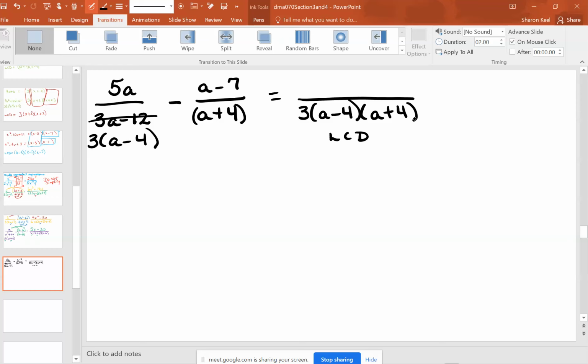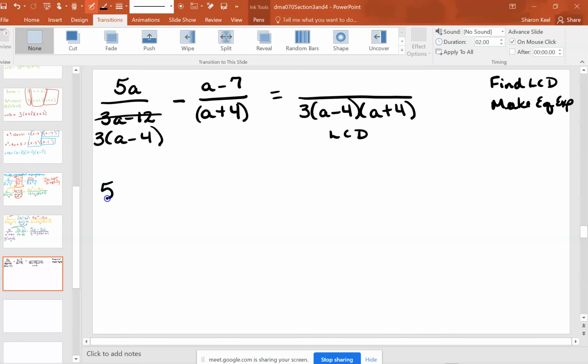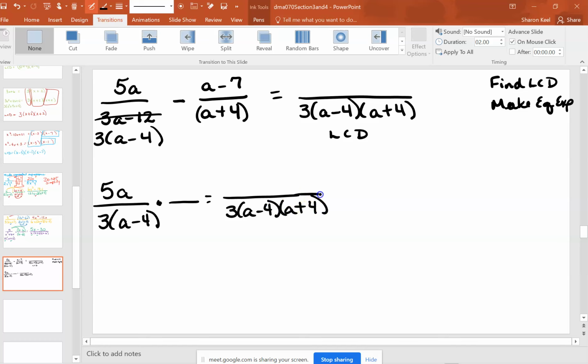Now we're going to make equivalent expressions. Find the least common denominator, and then we're going to make equivalent expressions. So write them out just like we did with the previous skill practices. So I'm going to take the 5a, I'm going to write it down, and I'm going to put this least common denominator here. And then I'm going to put down this a minus 7, and I have the a plus 4 here, and then put down the least common denominator.